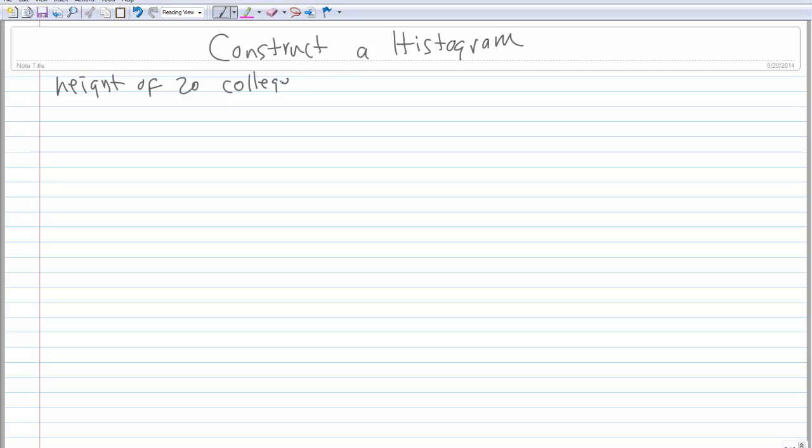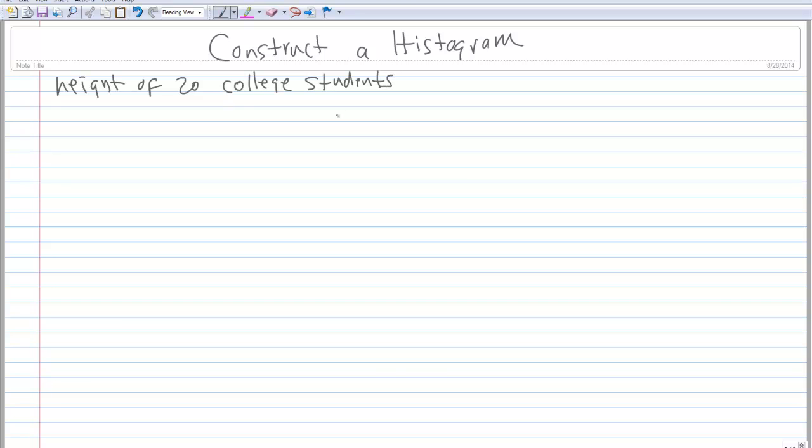So how do we construct a histogram? Well, let's look at an example. So we're going to consider the height of 20 college students.